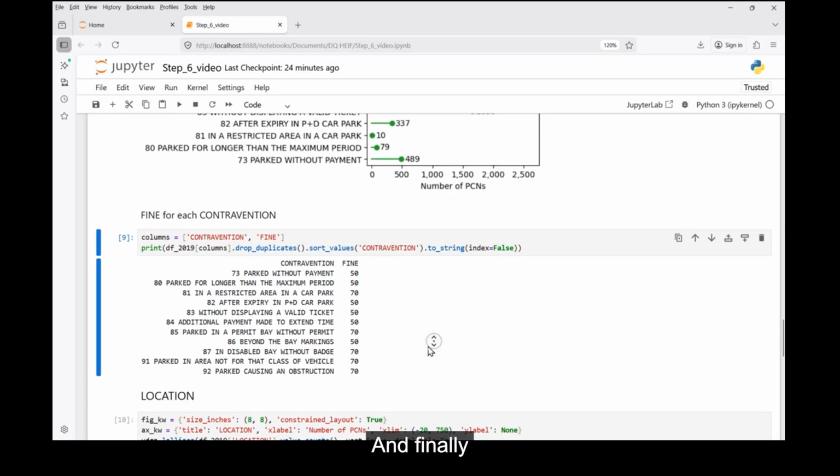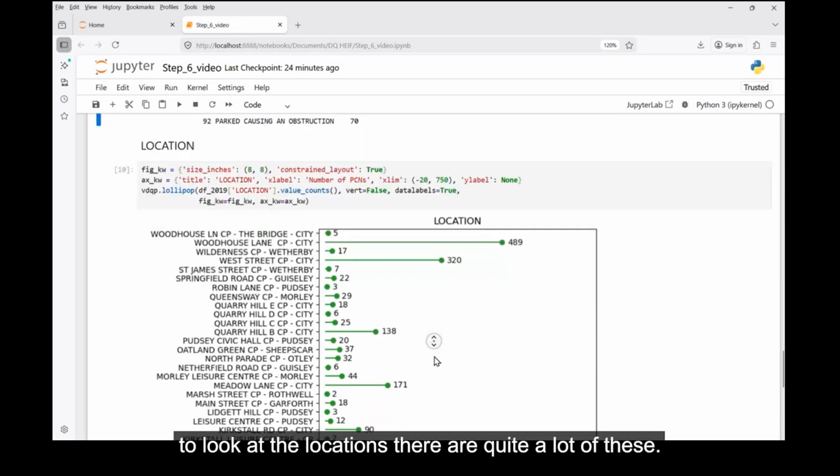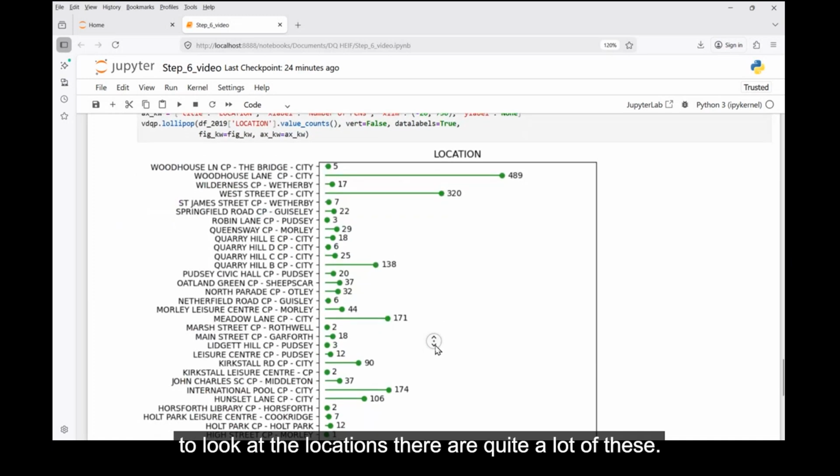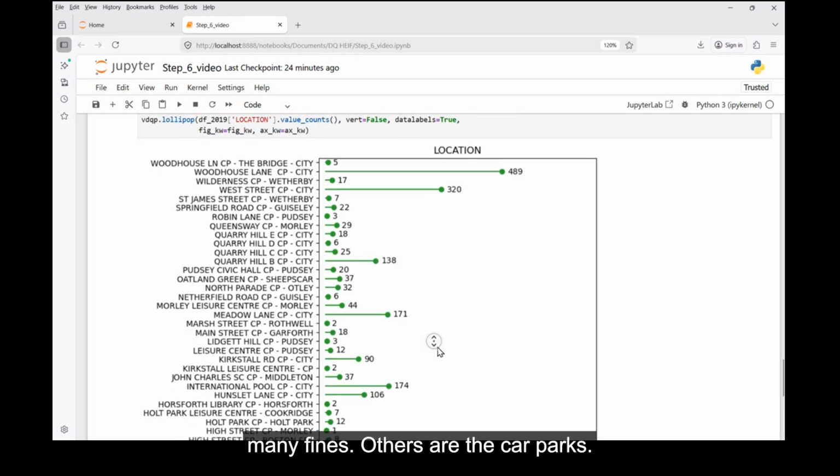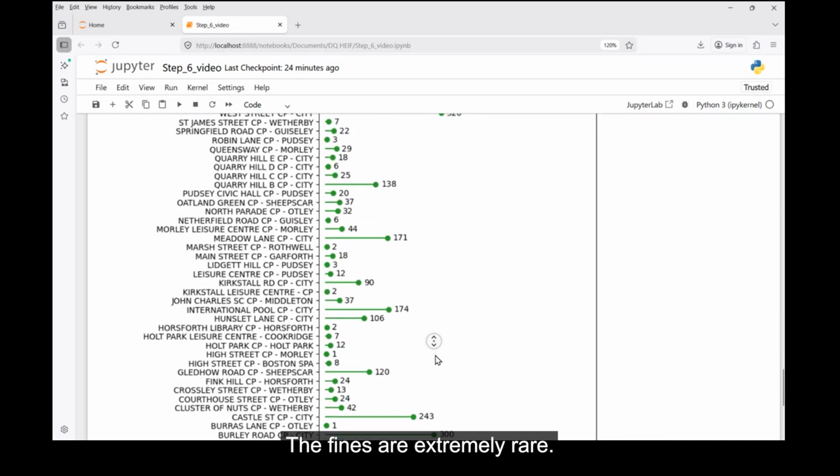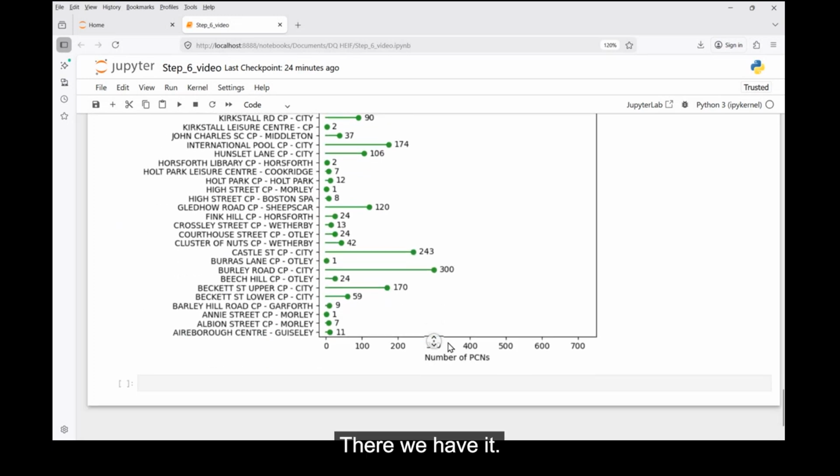And finally, to look at the locations, there are quite a lot of these. Some of the car parks, like Woodhouse Lane, attract many fines. For others of the car parks, the fines are extremely rare. And there we have it.